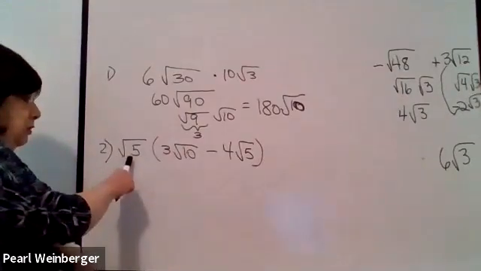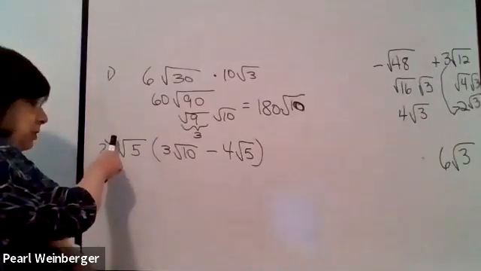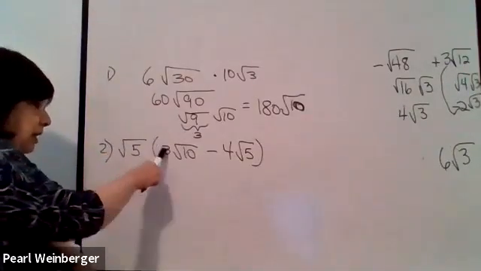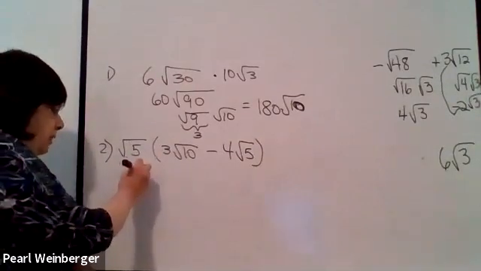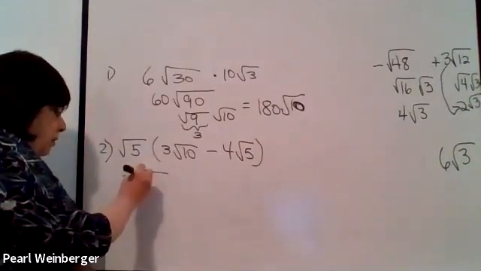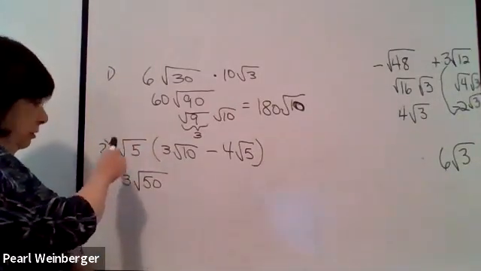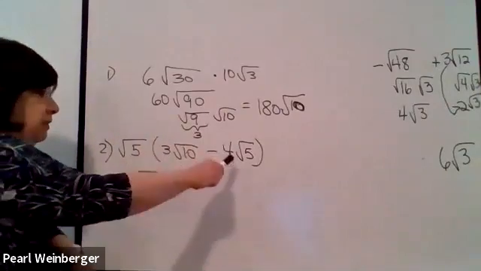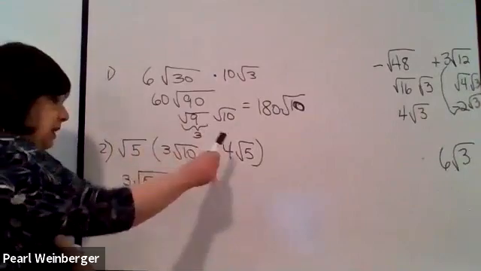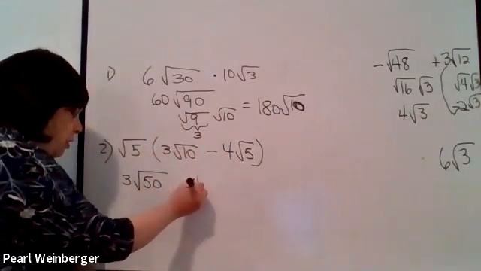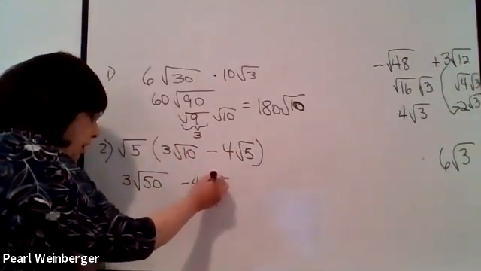So first I'm going to take the radical 5 and multiply it by the 3 radical 10. And remember, it's understood there's a 1 here. So 1 times 3 gives me 3. 5 times 10 gives me radical 50. Then I go to the second term, and I also multiply the radical 5 times a negative 4 radical 5. Again, the 1 times a negative 4 is negative 4. And radical 5 times radical 5 is radical 25.